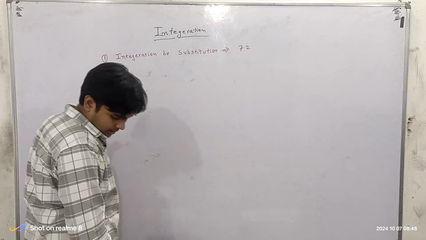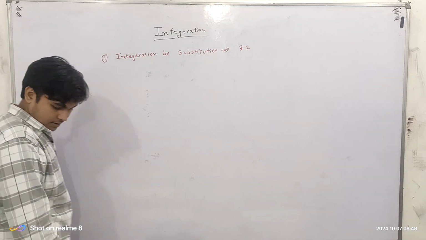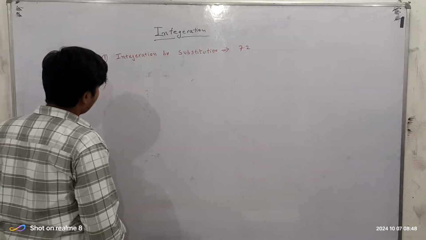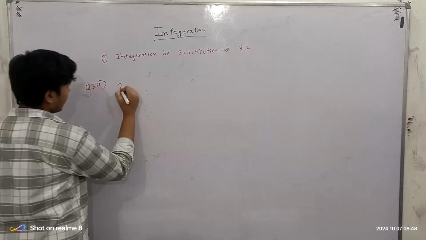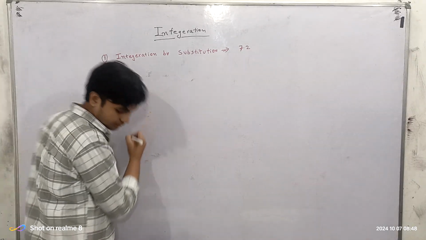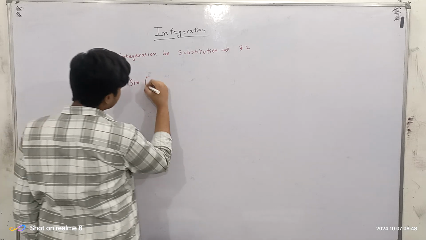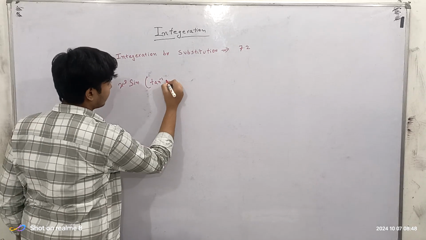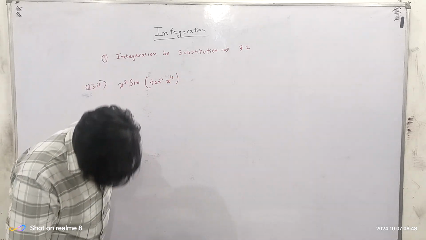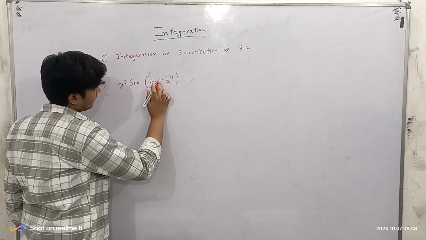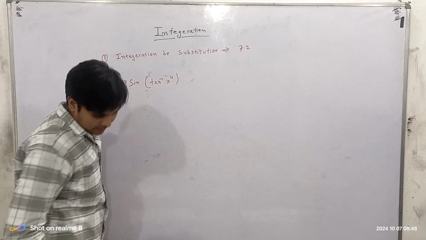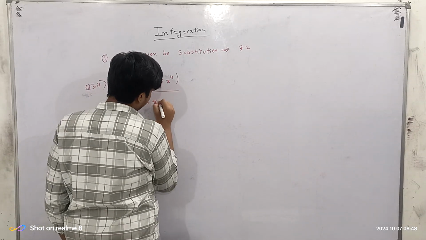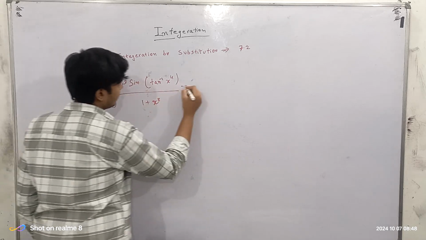First we are going to discuss question number 37, the most important question of this exercise. The integral of x cubed sin of tan inverse x to the power 4, divided by 1 plus x to the power 8, dx.